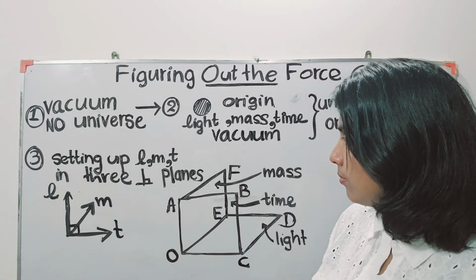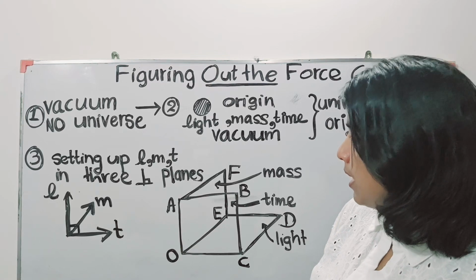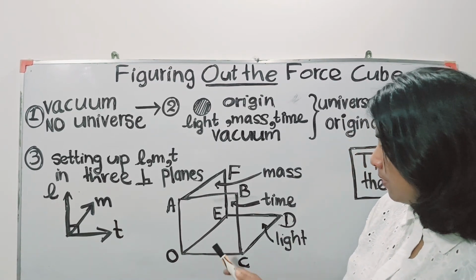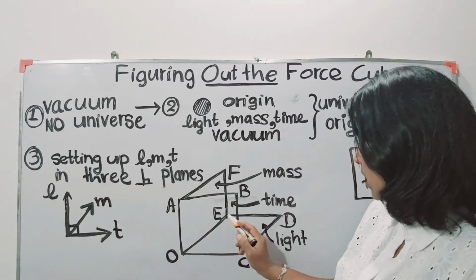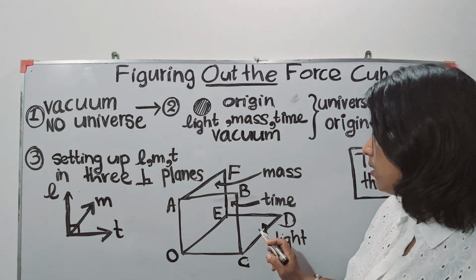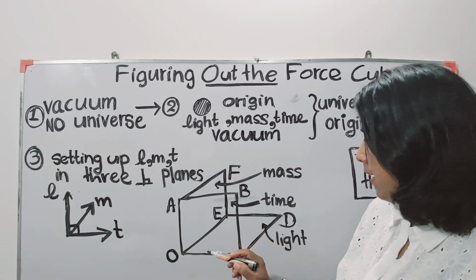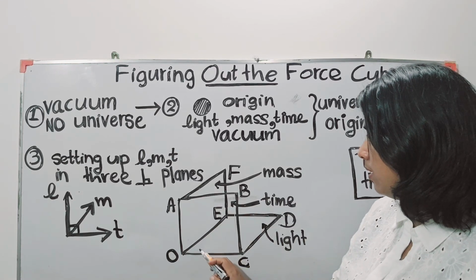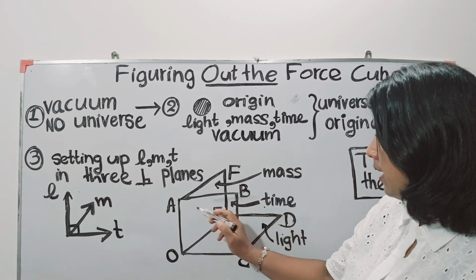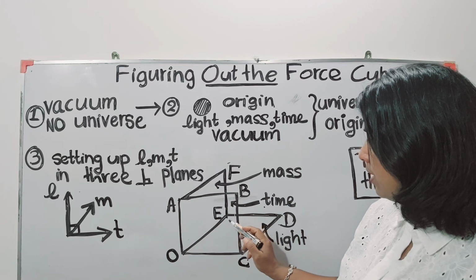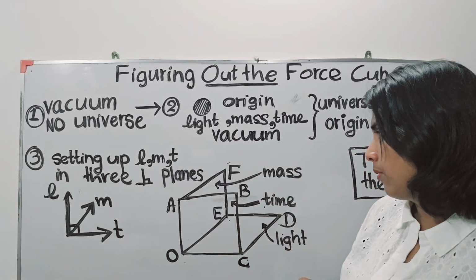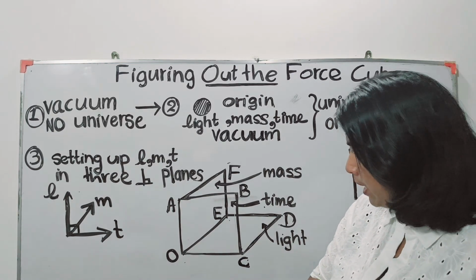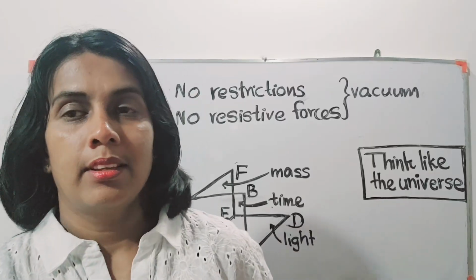Then yes, now we can understand that in terms of planes also. The bottom plane, OEDC, is the light plane, and OABC, this plane is the time plane, and this one, AFEO, is the mass plane. So in terms of planes also we can understand.